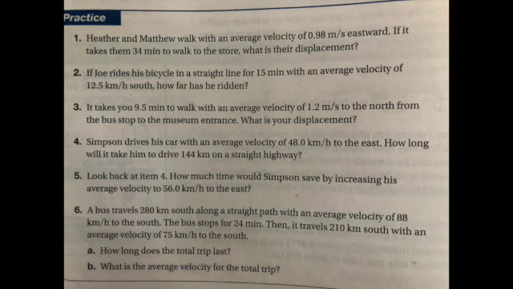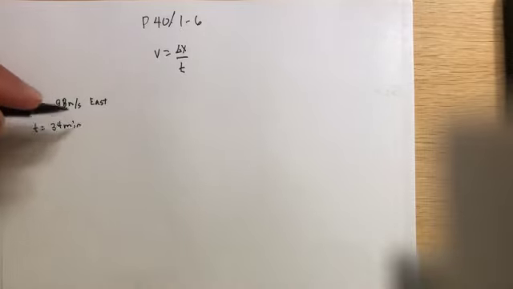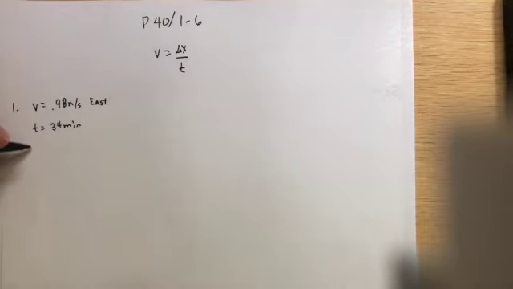Number 1 says Heather and Matthew walk with an average velocity of 0.98 meters per second eastward. If it takes them 34 minutes to walk to the store, what is their displacement? So we write first what we know. The average velocity is 0.98 meters per second eastward. Then it takes them 34 minutes to walk to the store. 34 minutes is a time. And the question is, what is their displacement? So I write delta x equals question mark.